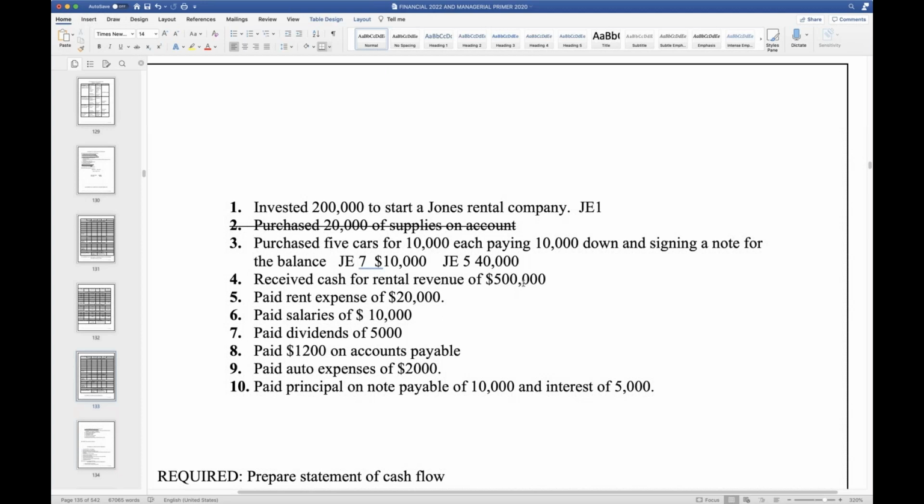What are we going to do for number 4, Dawkins? Received cash for rental revenue of 500,000. Hold on, because I need to get my paper with all my charts. We're supposed to have these memorized. Which journal entry is this? Hold on, I need to get my sheet in front of me. Oh, that's the second. Wait, which one was it? It's number 2.